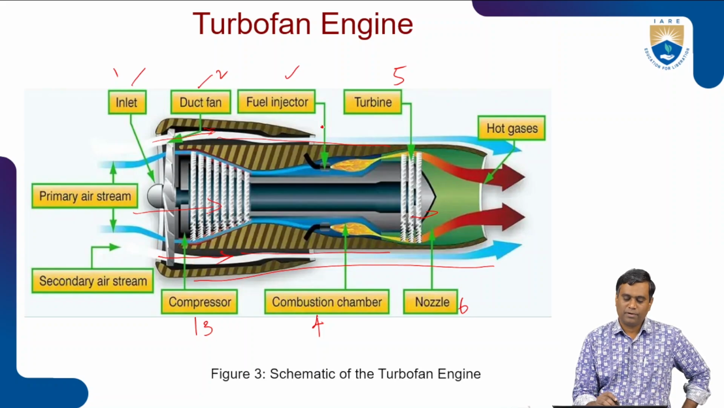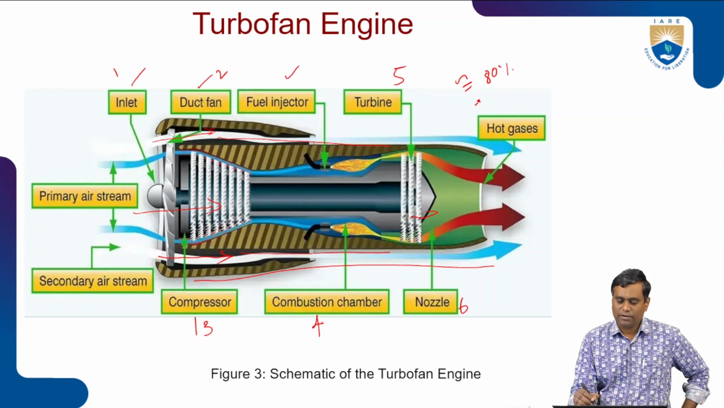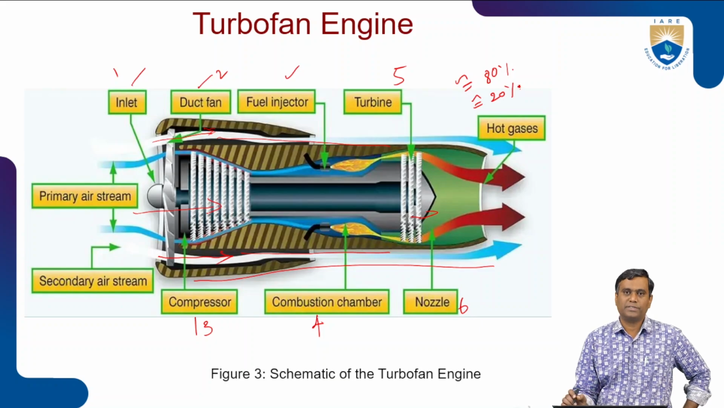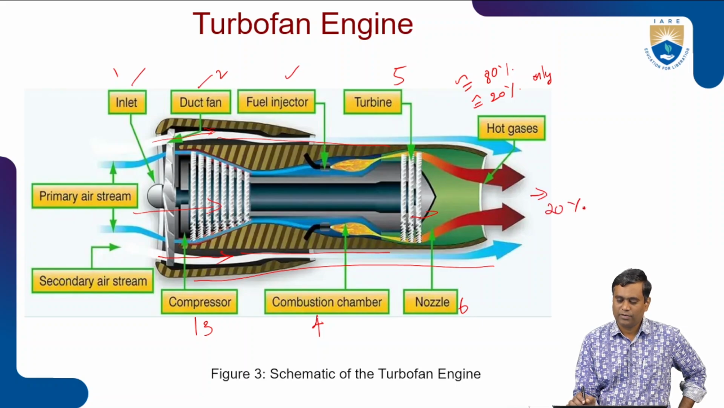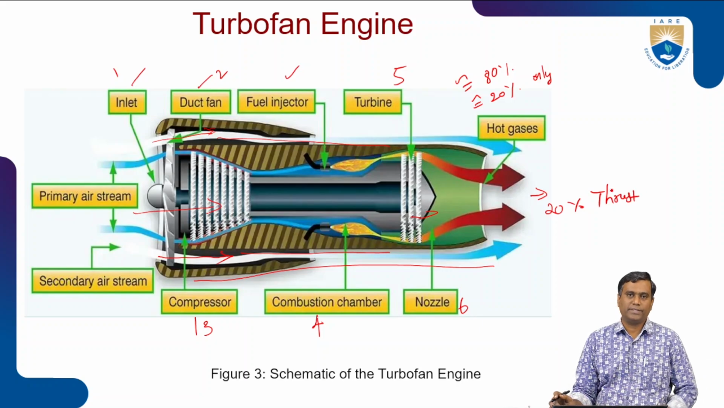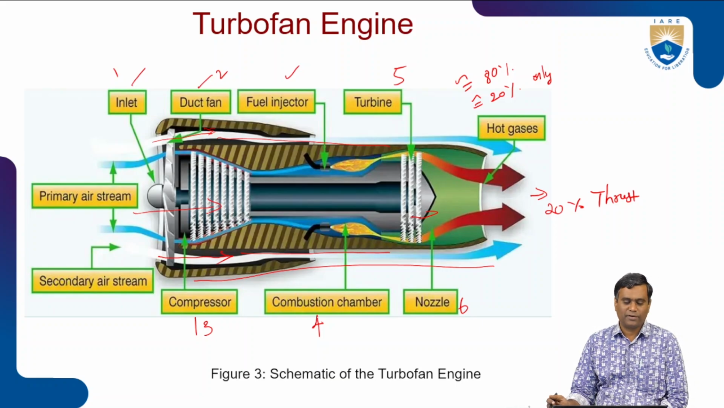In this, approximately 80% of thrust is generated by this bypass air only, and the remaining approximately 20% is generated through exhaust gas. Only 20% thrust is generated through exhaust gas, that is through the jet engine. But it's not like we are using the turbojet engine or core engine just for this 20%.